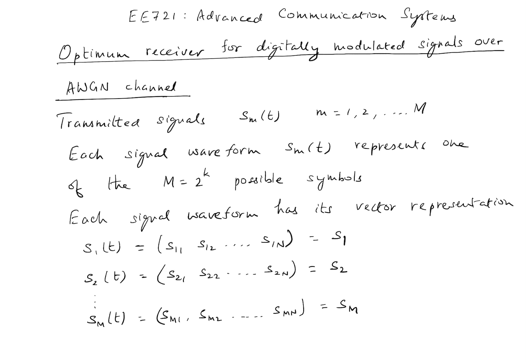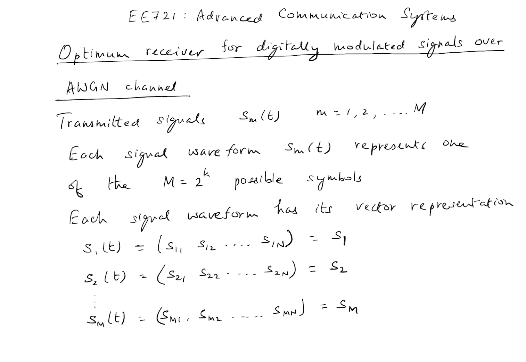The topic of this video is optimum receiver for digitally modulated signals over additive white Gaussian noise channel, or AWGN channel. Previously we had discussed representing signals as vectors. So we are going to use those concepts to discuss today's lecture.